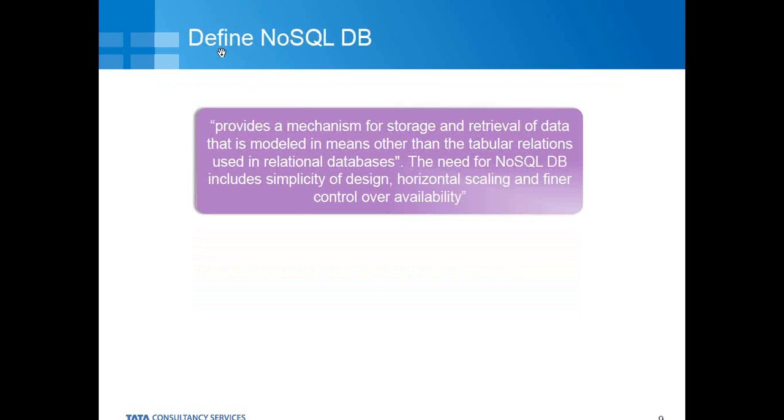The definition of NoSQL DB. NoSQL DB is ideally defined as a mechanism to store data and retrieve them in a model which is totally different from the relational database management system, or rather, it's completely different from the tabular structure. The need for NoSQL DB is to have a simplified design and also have horizontal scalability, also called sharding.